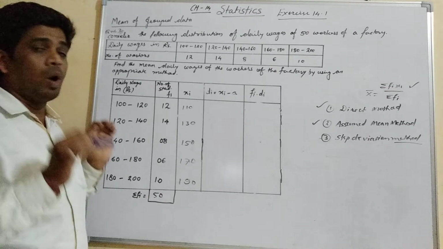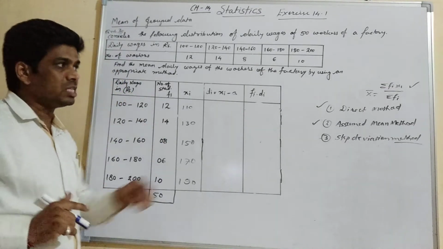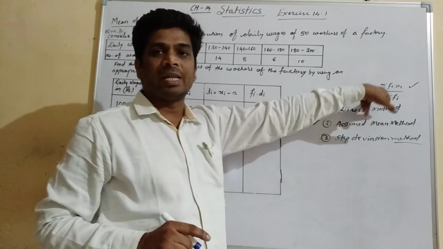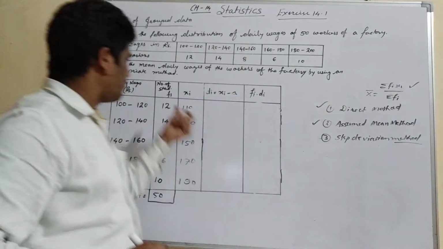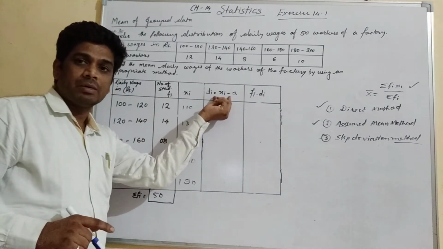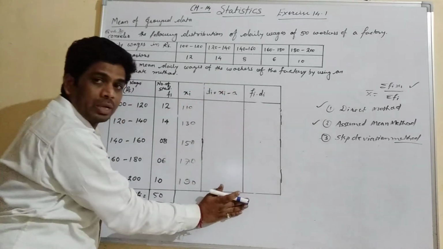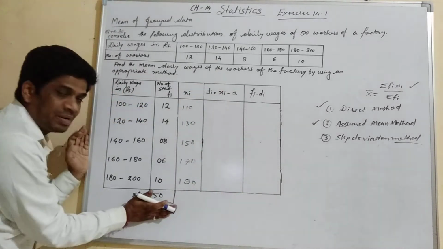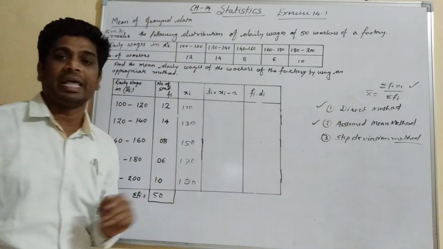Now, if you want to apply the direct method, means if you use this formula, x bar is equal to summation of fi into xi upon summation of fi. So very simple it is. Fi we have, xi we have, so we take the product of fi into xi. Here we will make one column fi into xi. We will get the total. That total we will divide by summation of fi. So you will get the mean. That method is called the direct method.